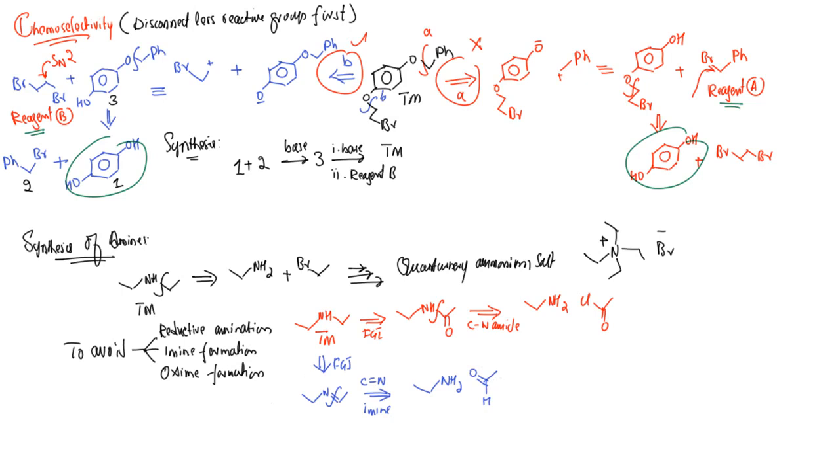As far as oxime is concerned, we will consider an example of fenfluramine. Here we have an amine functionality like this. So this is our target material. This fenfluramine is a neuroactive drug.